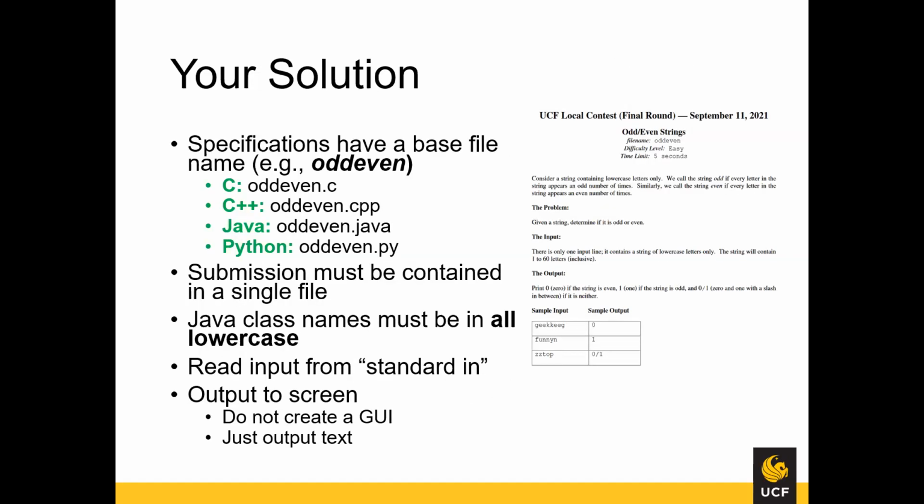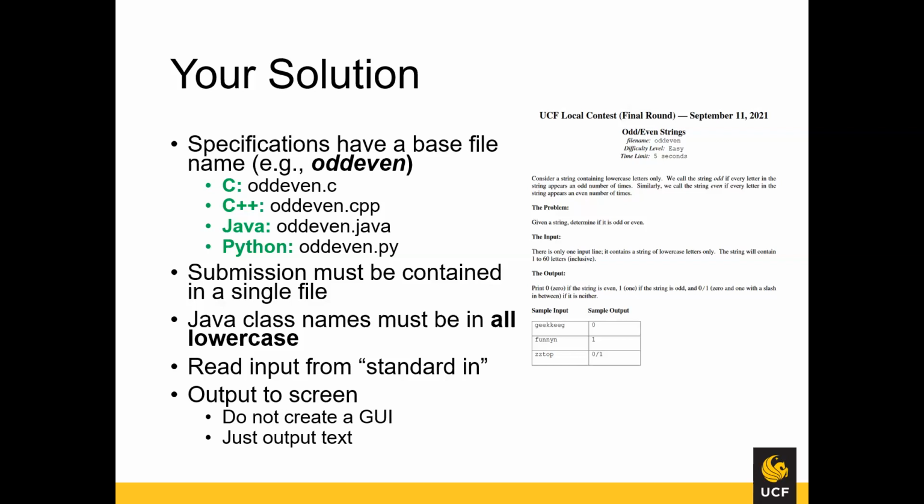Here is a sample problem from a couple of years ago. Each problem has a file name at the top of the problem. This particular problem is called odd even. So if you're writing a solution to this problem, and you are using C++, then it would be oddeven.cpp. Let's say there is another problem dealing with graphs, and the file name for that problem is graph, and somebody is using Java, it would be graph.java. So you have one file per problem.